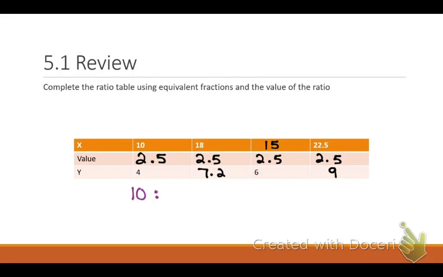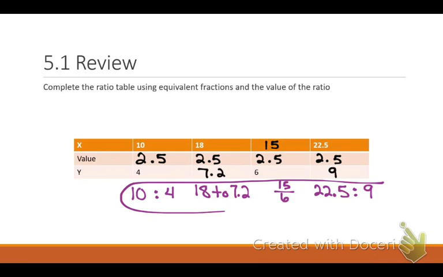10 to 4. 18 to 7.2. I used the word "to" on that one. That's okay, I'm still writing the ratio, first value to the second value. 15 over 6, write it as a fraction. All of these ways to write a ratio are fine. I'm just showing you that using any one of your ways to write a ratio would be fine. But again, for all of these ratios, here's what they have in common.